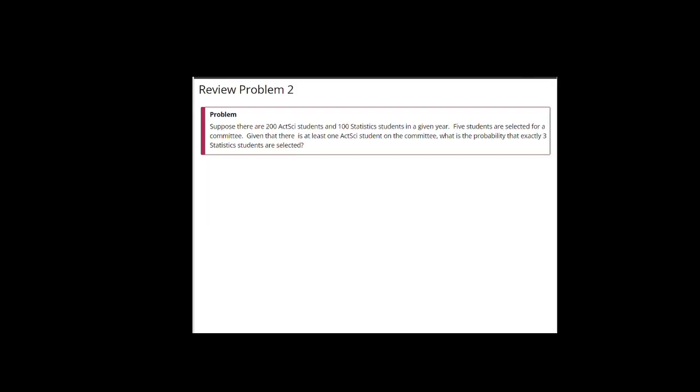Review question 2. Suppose there are 200 Axi students and 100 statistics students in a given class. 5 students are selected at random to form a committee. Given that there's at least 1 Axi student on the committee, what's the probability that exactly 3 statistics students are selected? Again, continue only when you've worked the solution out for yourself.